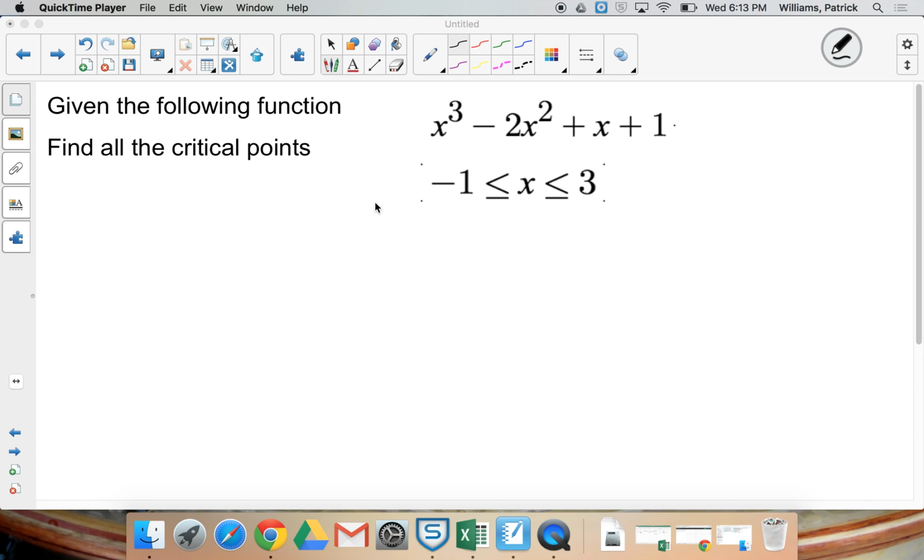So do yourself a favor. When you're working on this problem on your own, don't pull out your calculator. Don't pull out Desmos. See if you can solve all this stuff without a calculator.